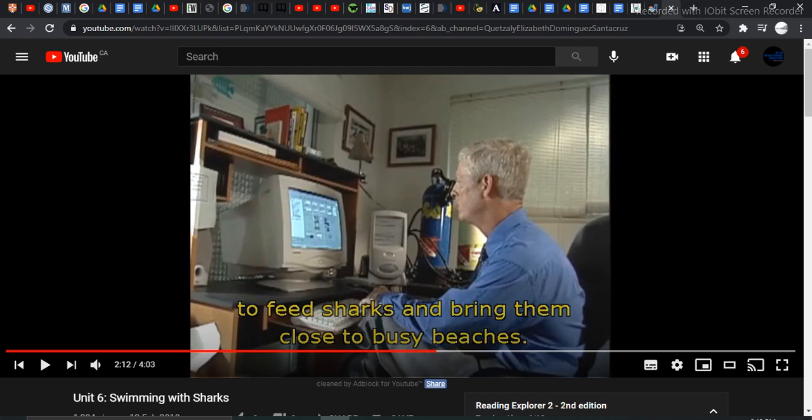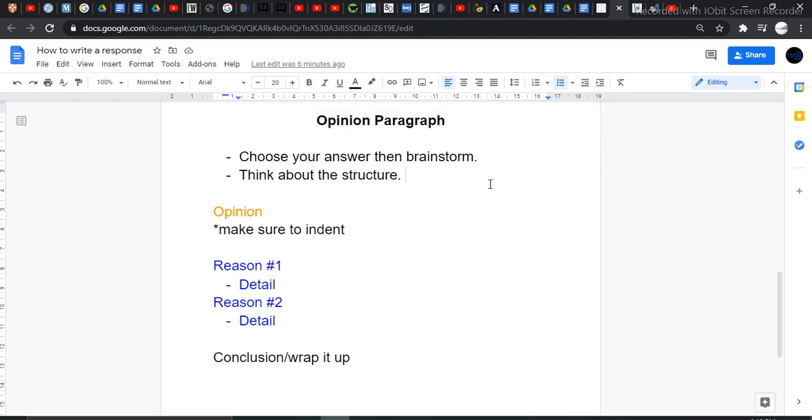This has caused some problems, though, and people are generally a little afraid of sharks. So the question is, should we keep feeding them like this? Or should we ban it? Should we stop it altogether? So you're going to write an opinion on that.